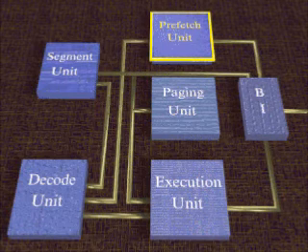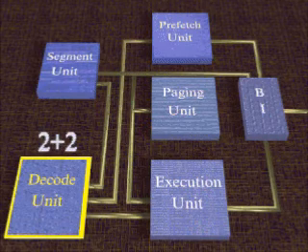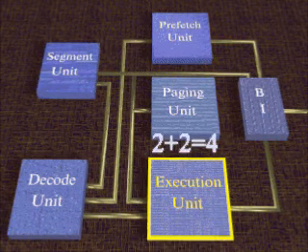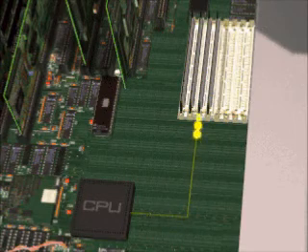The prefetch unit routes it to the decode unit, which translates it into a language the processor can understand. Finally, the instruction is transferred to the execution unit, which carries out the software's commands. The result is then sent back through the paging or segment units, through the bus interface unit, and finally into its correct location in the PC's memory.